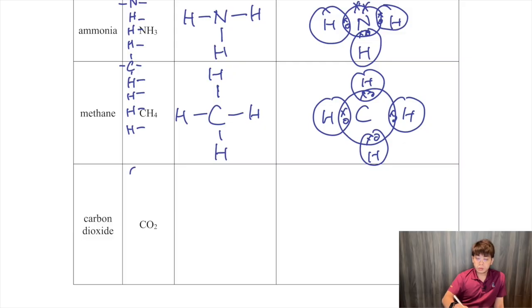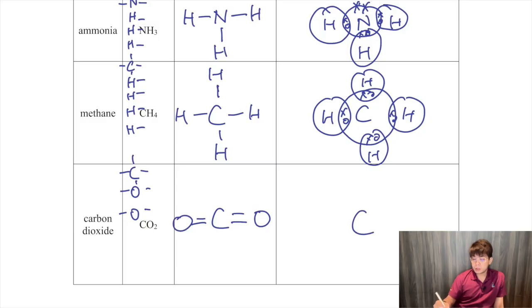Carbon dioxide, CO2, so C, O, O. Carbon group 14, so 4 bonds. O, 2 bonds each, 2 bonds each. So I need to have double bond to an O, double bond to an O. So C double bond O, C double bond O. Overlapping circle.